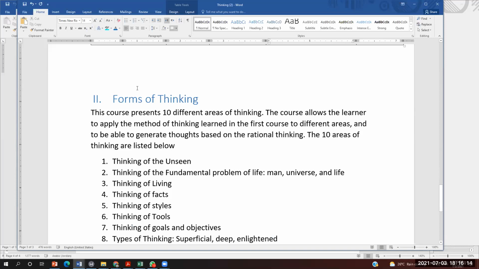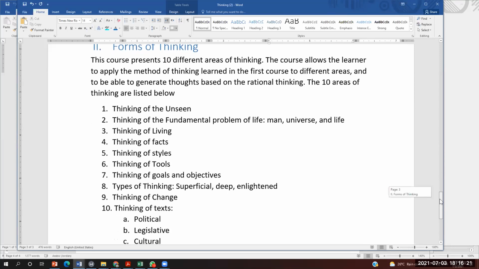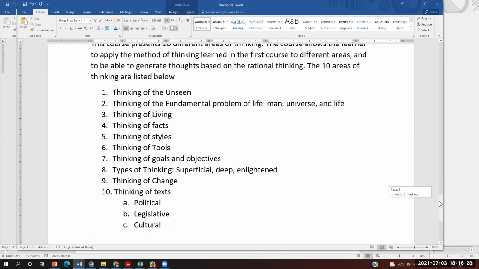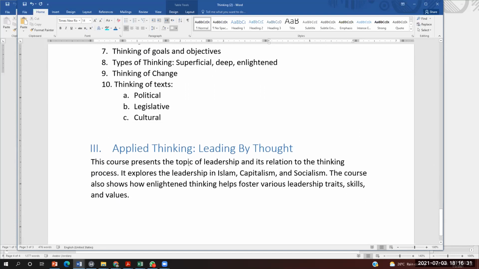The next class will be on the forms of thinking, different forms of thinking, and with examples. And I will use 10 examples of thinking, and that's why we'll have the 10 lectures. Everyone will take a lecture. The last course will be on applied thinking, which is leading by thought, leadership. How we apply thinking to the leadership question. Okay, so this is basically our syllabus.